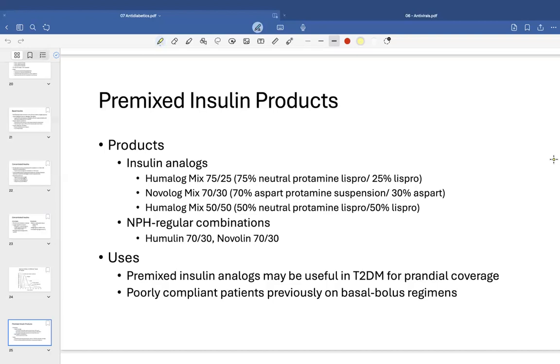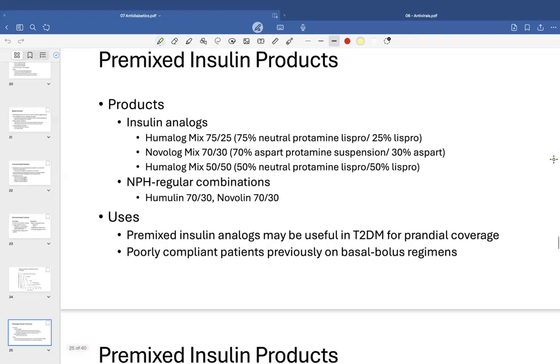The insulin analogs, Humalog mix, Novolog mix, can be useful for prandial coverage in type 2 patients. And then I'd say probably the 70-30 Humulin, either for poorly compliant patients on basal bolus regimens. And I kind of discussed that in the next slide as well.